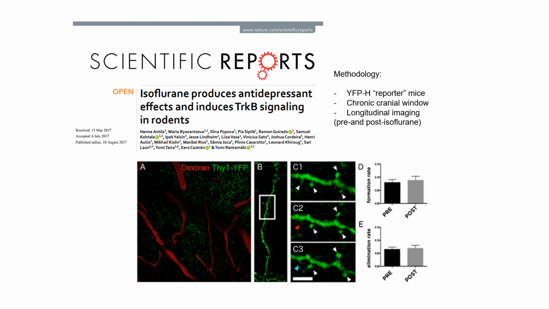We also collaborated with Eero's group on another anesthetic, isoflurane, which interestingly did not produce a similar effect on dendritic spine turnover compared to ketamine, which indicates that different antidepressants and different anesthetics can have different mechanisms of action, or perhaps different locations or target areas in the brain of mice.